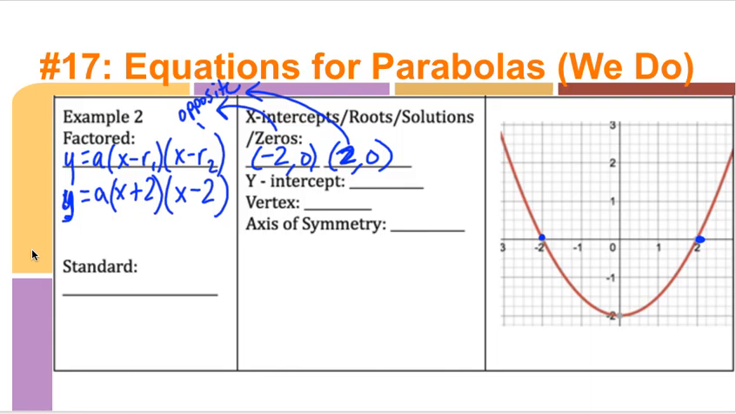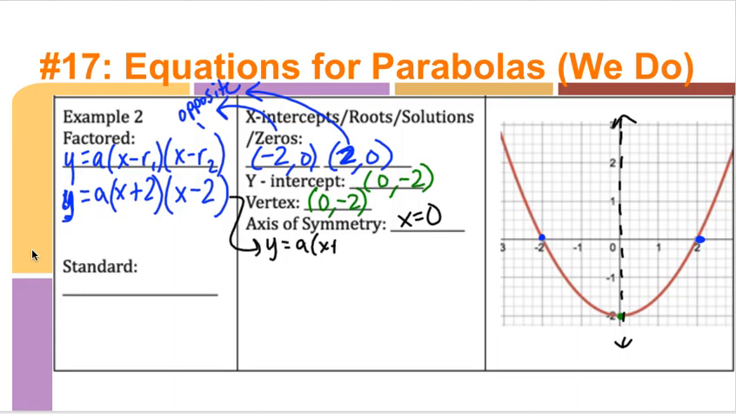What's going to help me do that is the y-intercept, which is (0, −2). And you'll notice that the y-intercept is also the vertex in this case. And the axis of symmetry, if it's right down the middle, is x equals 0. Okay? So I'm going to do my work here. We've got y is equal to a multiplied by (x + 2) multiplied by (x − 2). Now again, I want to substitute either the vertex or the y-intercept. In this case, they're the same.